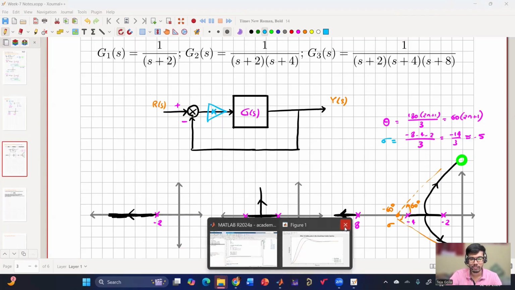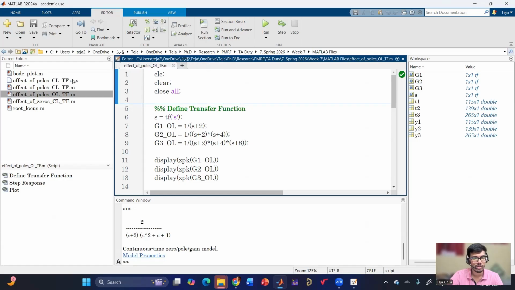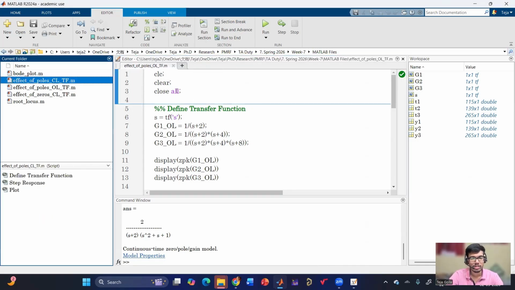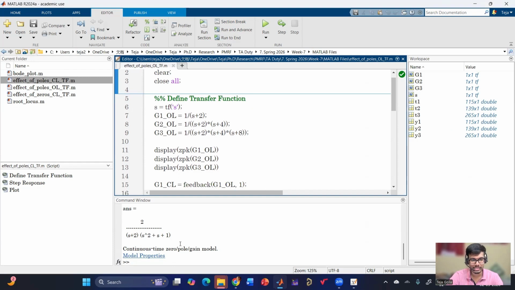So this is the previous one which I'm closing. I have discussed the effect of poles as well as zeros on the closed loop. Now I am talking about the effect of poles on the open loop. So this is the code we are looking for. Again, I'll quickly explain. These are clear and close all, which will clean the command window, workspace, as well as the plots. Now I need the open loop transfer function where I'm adding the poles, and then I want to check the step response of the closed loop transfer function. So this is my G1 open loop, G2 open loop, G3 open loop, and I'll display this so that I can see it in the command window.